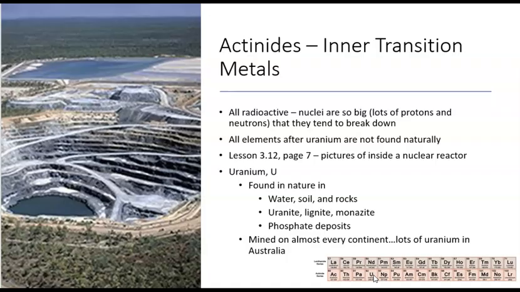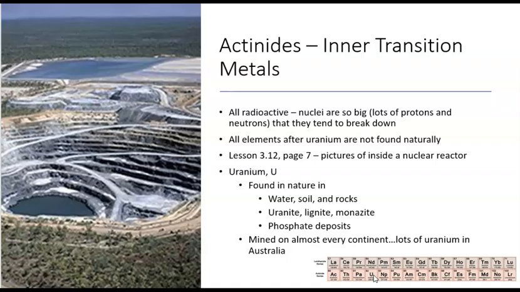It does not exist by itself, but is found in minerals such as uraninite, lignite, and monazite, and in phosphate deposits. Uranium is radioactive and decays naturally. Many hypothesize that the radioactive decay of uranium with the release of particles of energy is one of the sources of heat in Earth's interior. This heat is needed to keep the outer core in the liquid state and drives the convection currents in the mantle.